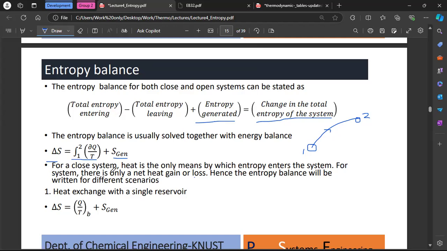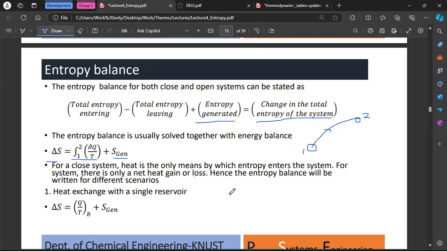Is that okay? So for a closed system, heat is the only means by which entropy can enter the system. Because for a closed system, we don't have mass being transferred across the boundaries of the system. It's just heat. So the only way that entropy can get into the system is when there is heat. So for the system, there is only a net heat gain or loss.